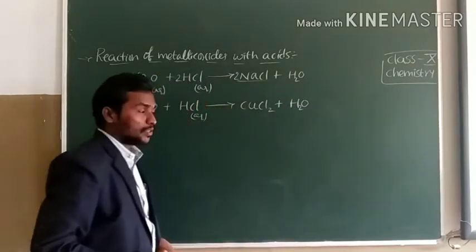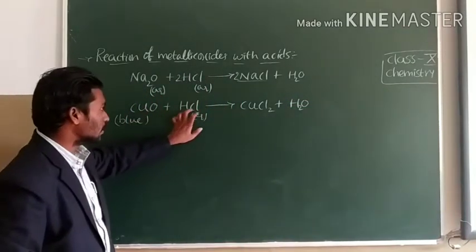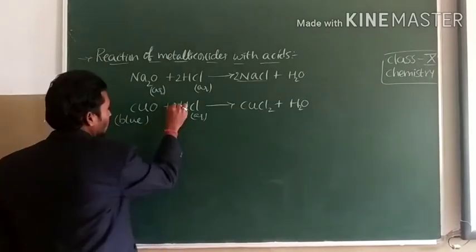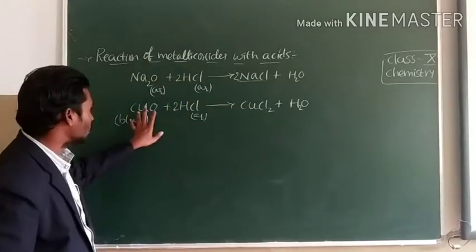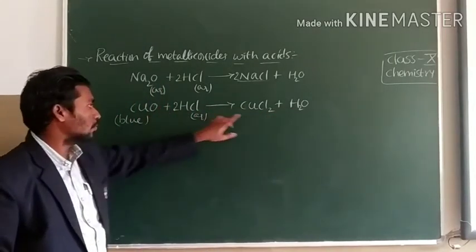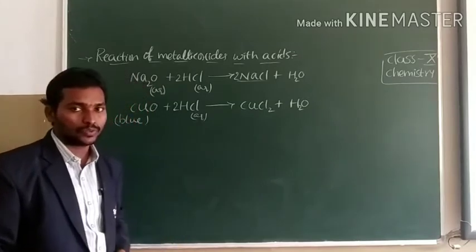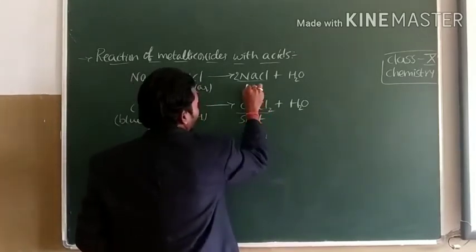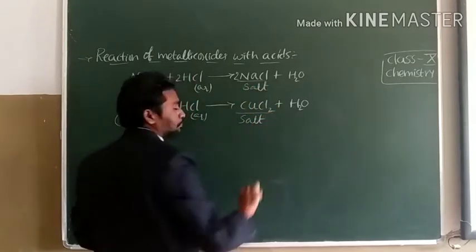Let us verify the equation. CuO plus HCl gives CuCl2. Here 2 chlorine atoms are here, so write here 2HCl. So CuO plus 2HCl gives CuCl2 plus H2O. Here CuCl2 is a salt. Here NaCl also is a salt.